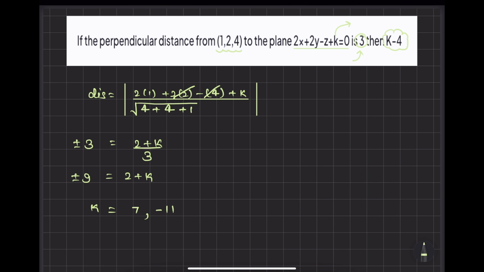Now we need to find out k minus 4. So the value of k minus 4, sorry, k minus 4 will become what? If it is 7, 7 minus 4 will become 3, and if it is minus 11, so minus 11 minus 4 will become minus 15. So either we will go with 3 or we will go with minus 15.